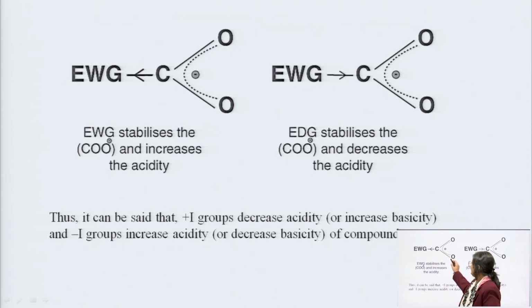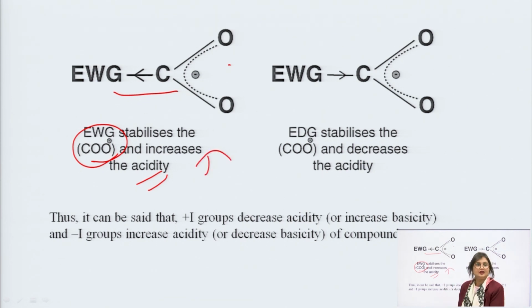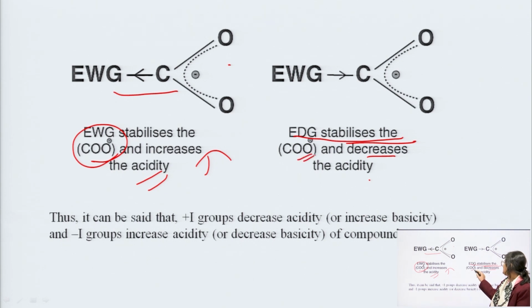Here we can see that an electron withdrawing group stabilizes the COO minus ion and increases acidity, whereas an electron donating group destabilizes the COO minus ion and thus decreases acidity. Thus, it can be said that a positive inductive group decreases acidity or increases basicity, and a negative inductive group increases acidity or decreases basicity of a compound.